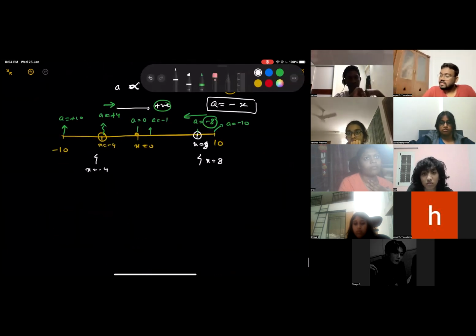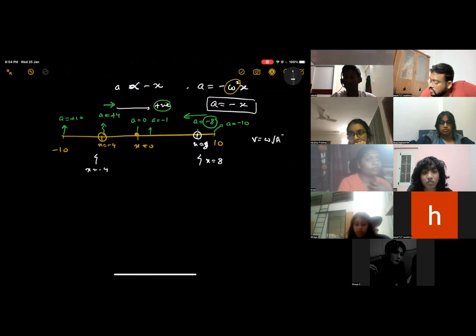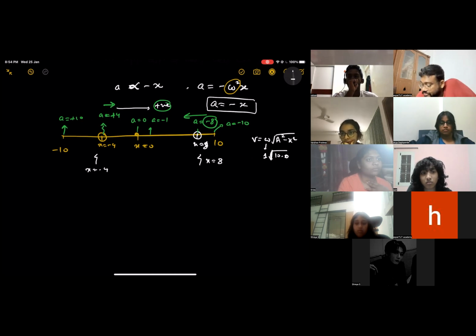Now come here at this. Let's say I gave what the velocity is. Okay, velocity is omega times the square root of a square minus x square. So what is omega here? It is 1, a is 10, and 10 minus x, x is 0, so a square root of 10. Okay, root 10 is an ugly number, so what do I do? Root 10 is ugly, so yes, okay.